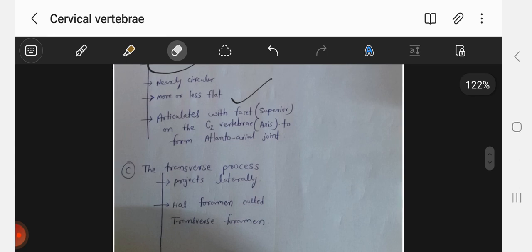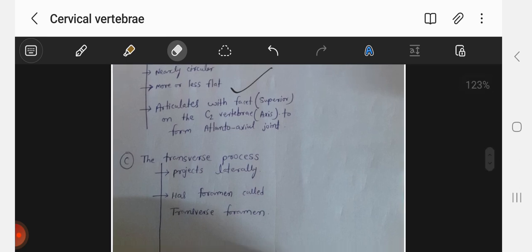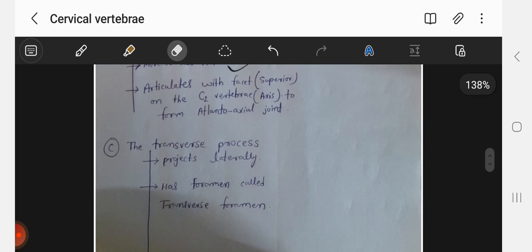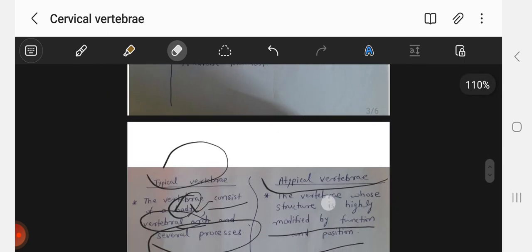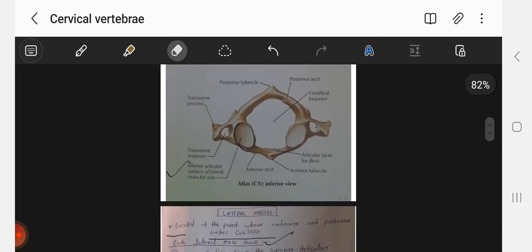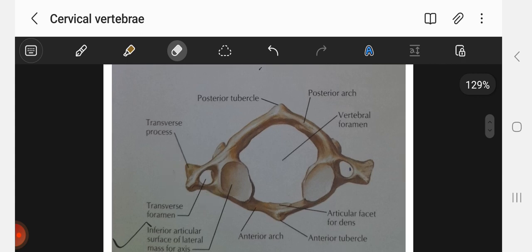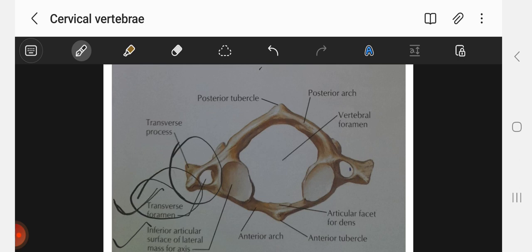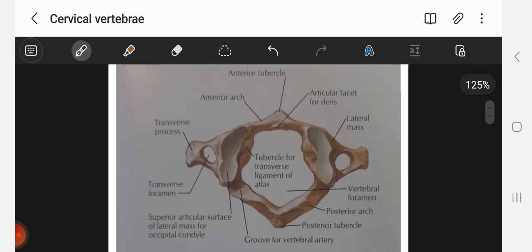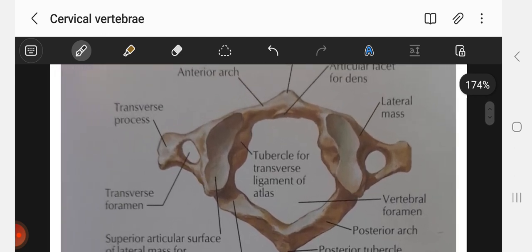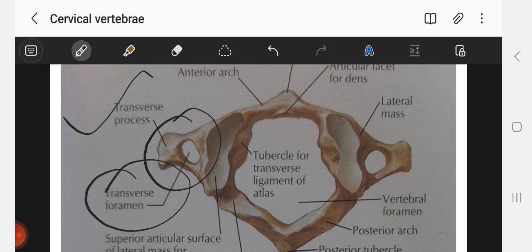Next, we will study the third feature, the transverse processes, which project laterally and have a foramen called the transverse foramen. If you look at this image, this part is the transverse process, and it has a foramen, which is the transverse foramen. Also, this was the inferior view. If you look at the superior view here, this is the transverse process and it has a foramen, that is the transverse foramen.